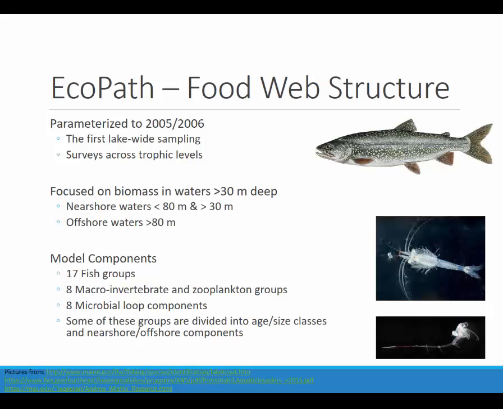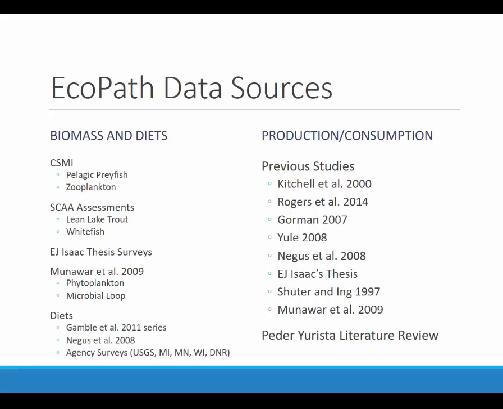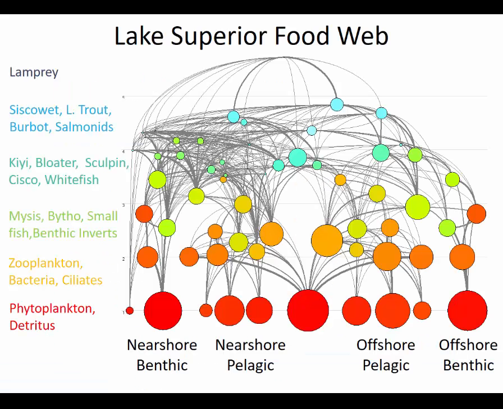The model has a lot of components. We have 17 fish groups, we have 8 macroinvertebrate and zooplankton groups, 8 microbial loop components, and then some of these are further divided into different age or size classes and nearshore, offshore components. I'm not going to get into this slide. These are just a list of our data sources that we've used to parameterize the EcoPath model, and we've tried to get everything from the Lake Superior, and if not, we try to borrow it from one of the other Great Lakes.